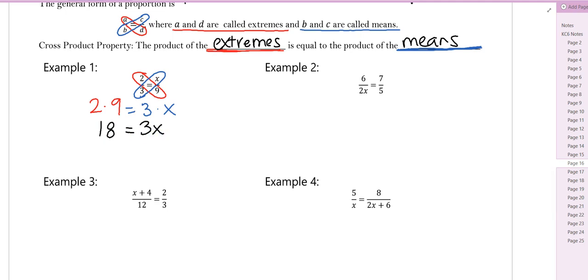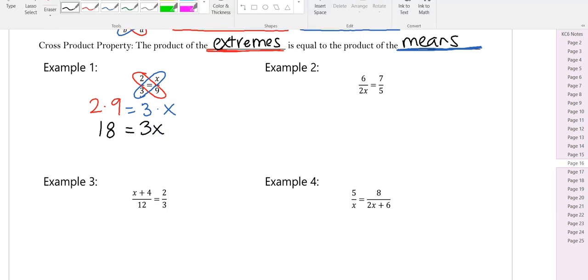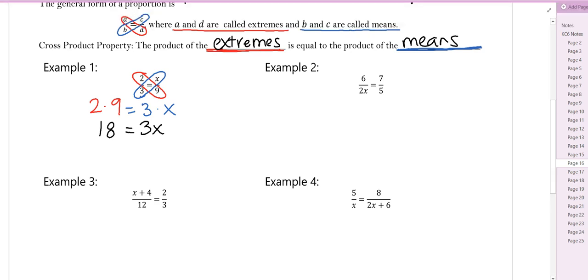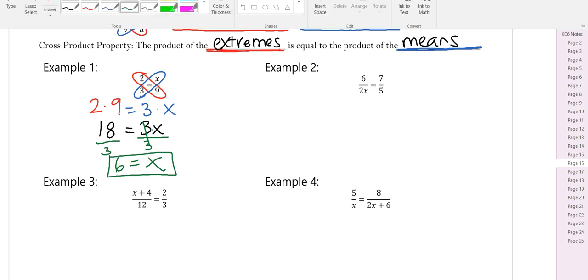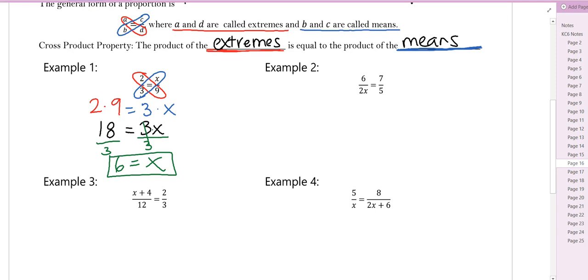Now I want to solve for x. So this should be familiar, right? Solving linear equations here, which means this is getting multiplied. The opposite of multiplication is to divide on both sides. And that's going to divide out to give me 1x. And 18 divided by 3 is 6. So x is going to equal 6. All right, I'm going to go ahead and move on to example number 2.